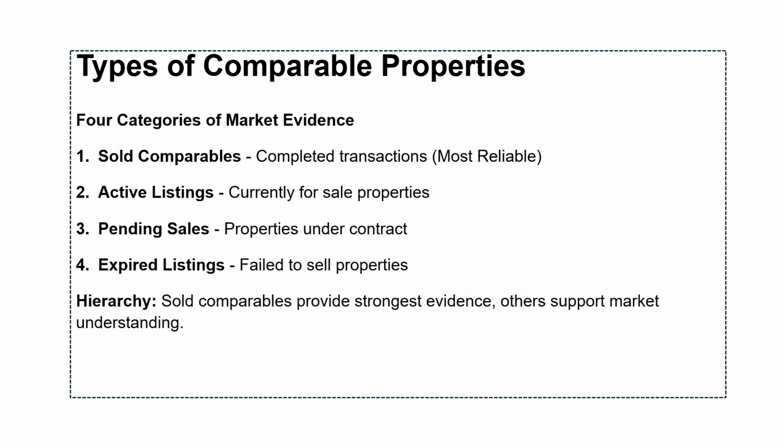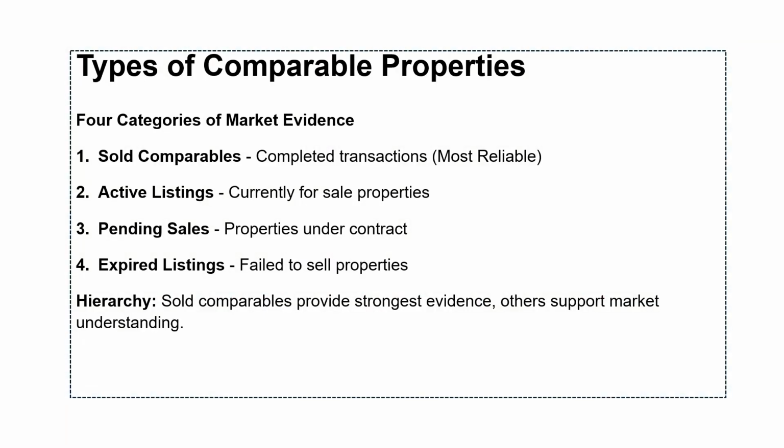Then types of comparable properties. So we have sold comparables, completed transactions which have recently happened. These are very reliable because we have the full data with us. They are not in line to be sold, they have actually been sold. So there is complete data available. So it's a kind of gold standard here.